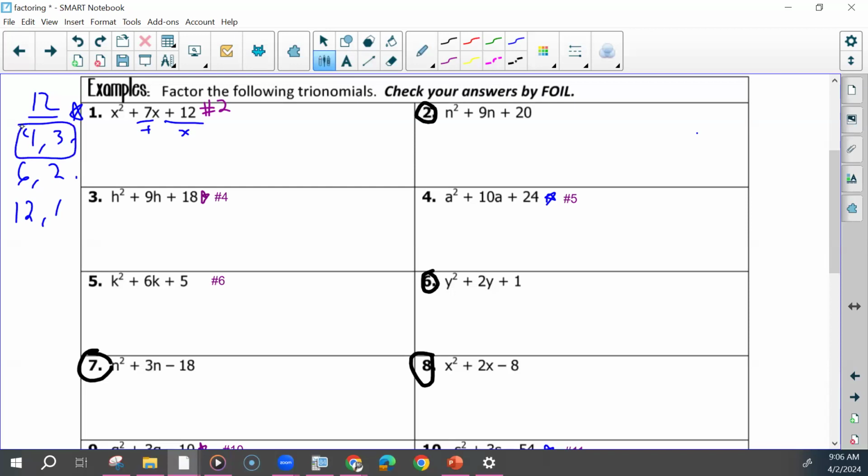So when you find your two numbers, you're going to have two sets of parentheses, two sets of factors. Whatever the variable is, you're going to put just one of them first in both. And then you're going to put those two numbers if they're both positive. So plus 4, plus 3, it doesn't matter which one you put in first. Questions on that so far?